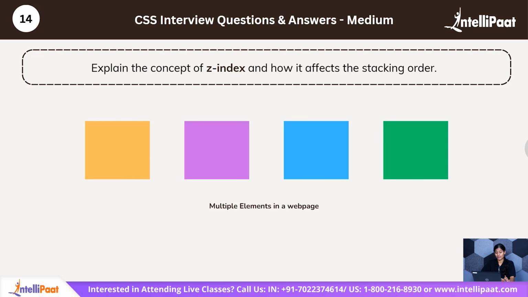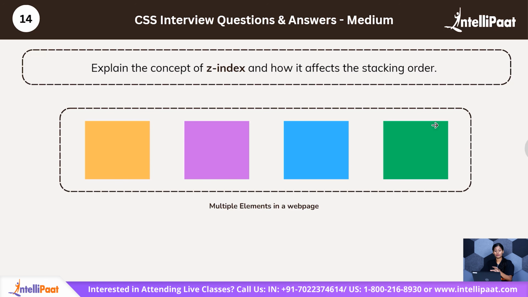Say you have these four elements, this yellow, pink, blue and green element in my HTML page. Now I want to make sure that all of these are stacked together, and I'm giving them different z-indexes. Yellow is z1, this pink is z4, blue is z3, and this green is z2. Now the element with the highest z-index will come on the top, and the element with the lowest z-index will go on the bottom. The higher the z-index, the higher the priority of the element.